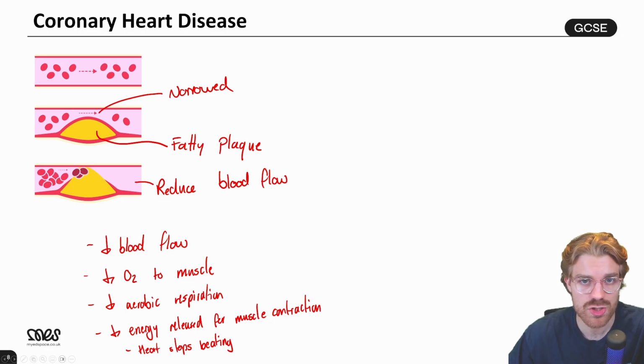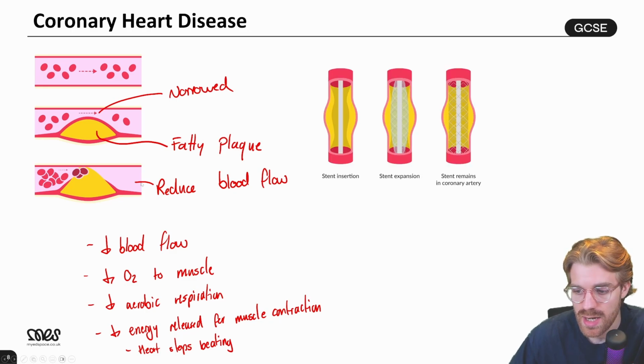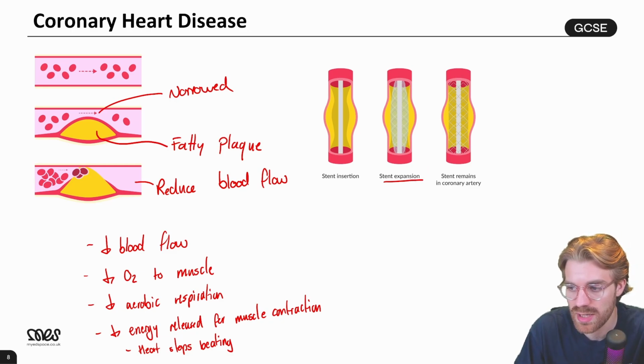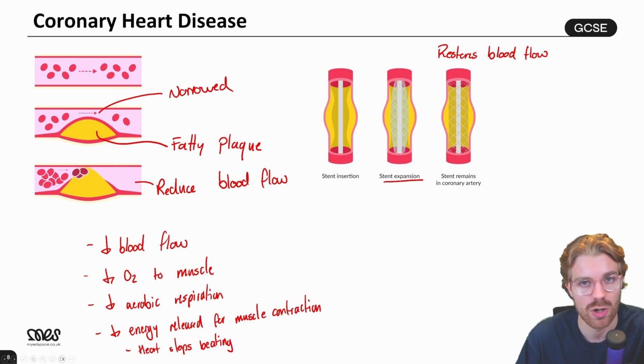Well, one of the first treatments is the use of statins. Statins are a medication which reduces the amount of cholesterol in the blood, so stops the fatty plaque from forming. If the fatty plaque has already formed, however, then we might need to use a stent. Now, a stent is inserted into the blocked blood vessel. The stent is then expanded, and this restores the blood vessel, restoring blood flow. It does that by widening the blood vessel, allowing the blood to flow, so allowing the oxygen to be delivered to the heart muscle again.